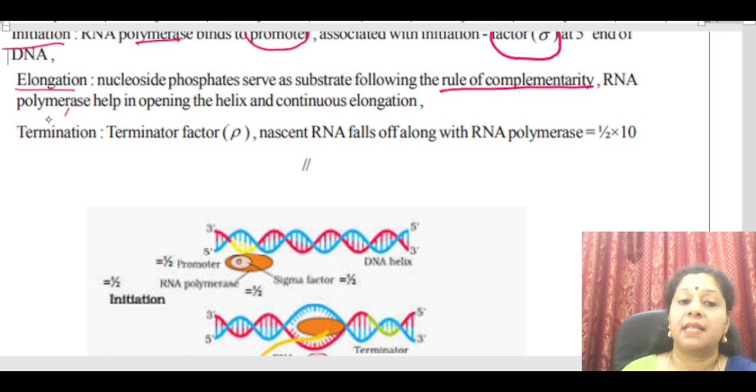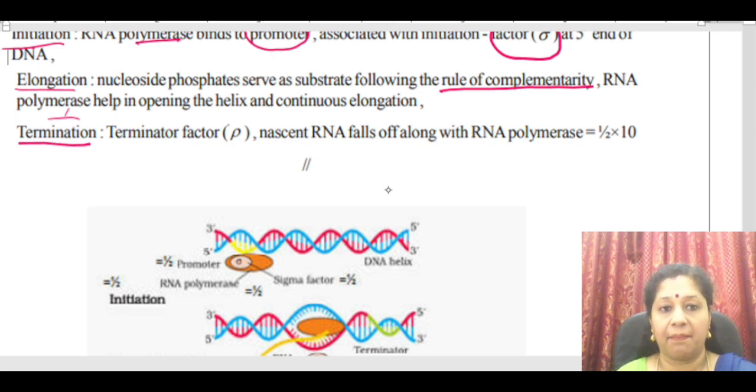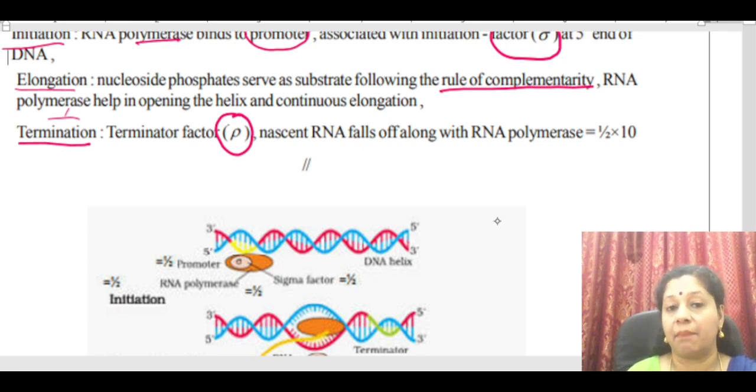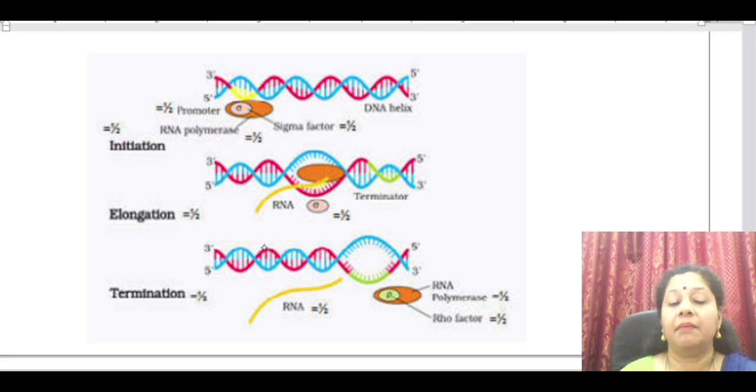RNA polymerase helps in opening the helix and continuous elongation, and finally when it reaches the other end, that is the 3' end of the coding strand, termination happens by the attachment of another termination factor called Rho factor. As a result, the nascent RNA falls off. Nascent RNA means the newly formed RNA falls off along with the enzyme. The enzyme also gets separated, completing the process of transcription. Here you can see the diagram. This is a textbook diagram showing 3 processes: initiation, elongation and termination.